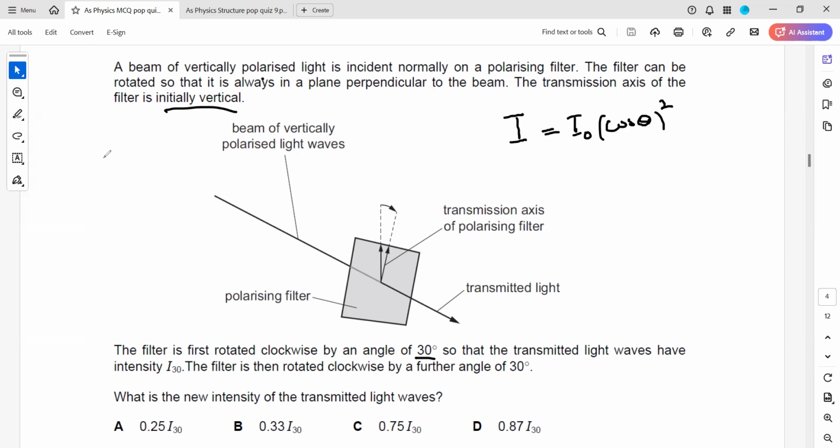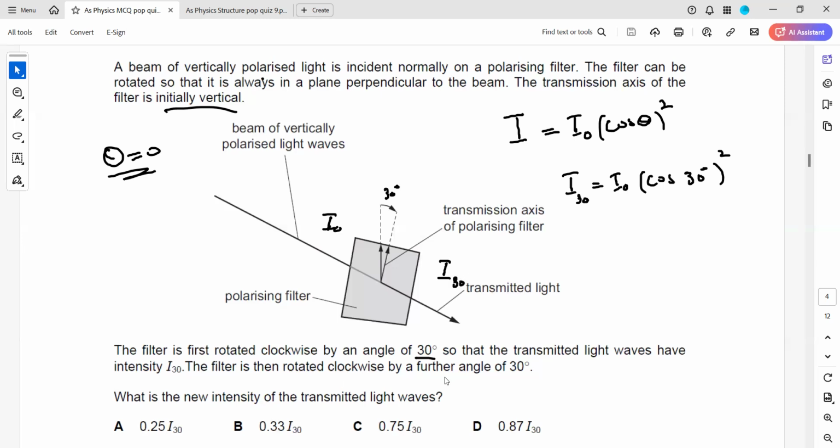When the angle is zero, that time we'll have the maximum intensity because cosine zero is 1. So first this angle was 30 degrees. The light which passes through is I and the light which is incident is I naught. So what is the relation between them? We have I equals I naught cosine 30 degrees, the whole squared. And we call that I30. I30 means when the angle is 30, the light which passes through, we call that I30.